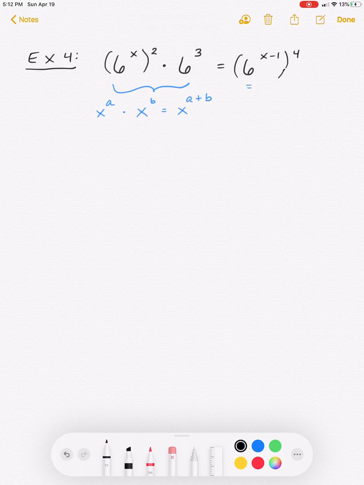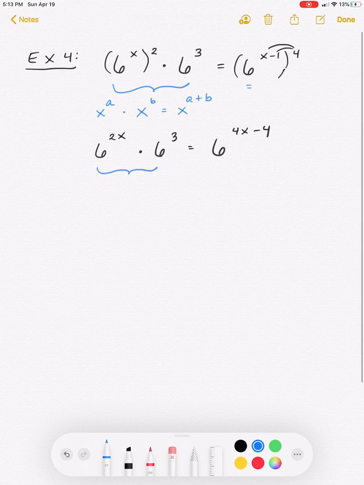First, just so I don't lose people, I do want you to know that we're going to multiply our exponents, and this is really 6 to the 2x, this is 6 to the 3rd, and this is 6. We can go ahead right now if we want, and maybe we could multiply it and make it 4x minus 4. So again, using that property I just talked about, base 6 stays the same, and we add our exponents.